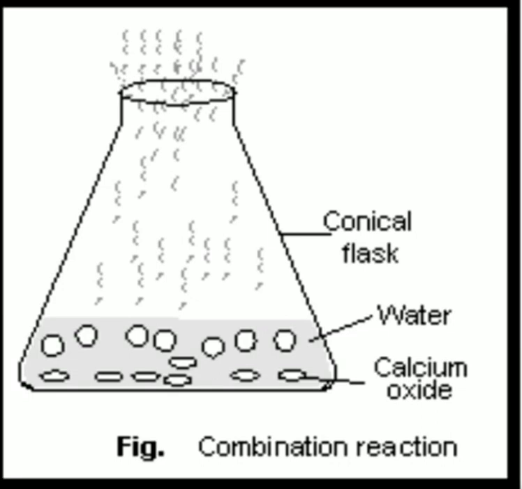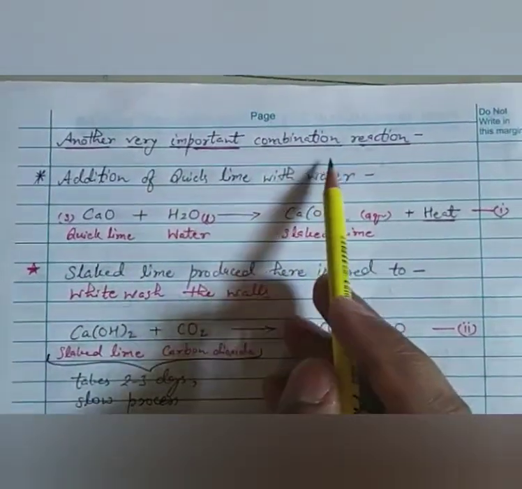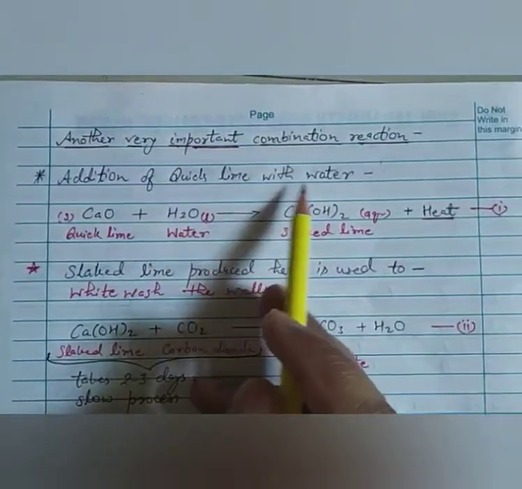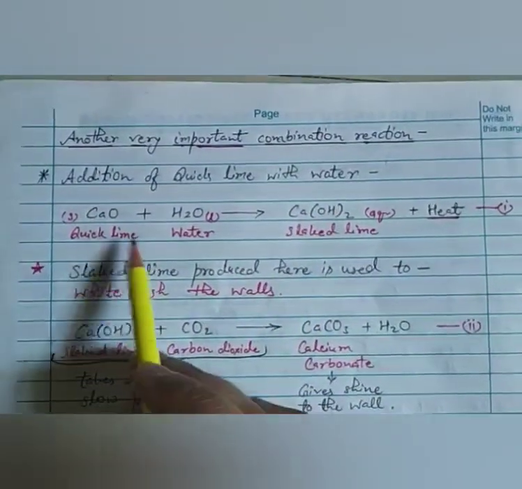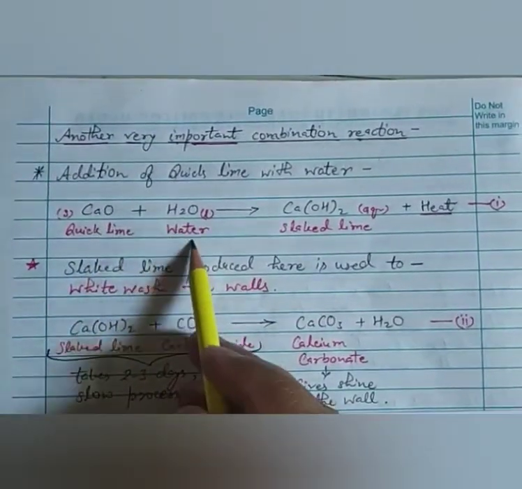In types of reactions, the first reaction which we are studying here is combination reaction. So we are studying the combination reaction with the example of the combination of quicklime with water. So let's start. Here we are going to study an important combination reaction, that is the addition of quicklime with water. Here this is the chemical reaction of quicklime, that is calcium oxide plus water.